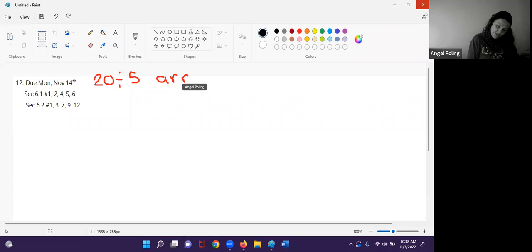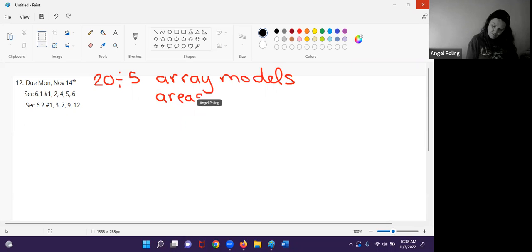Okay, so we also have array models. We have area models. We have multiplicative comparison.